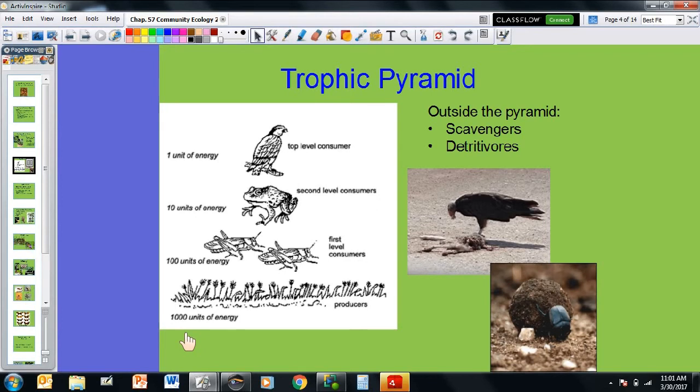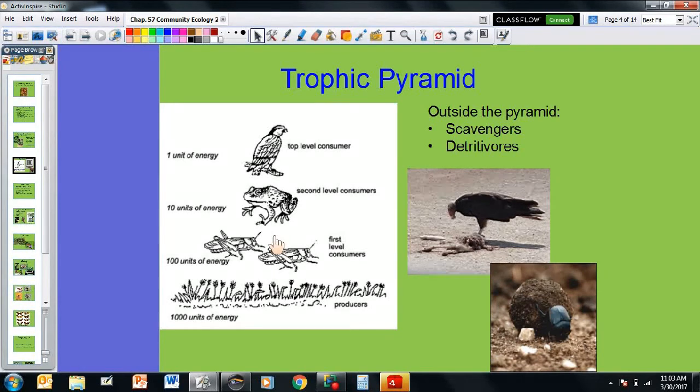Outside of the pyramid, you will find the cleanup crew, the scavengers and the detritivores. The scavengers will eat the pieces of meat that were too small when the carnivore made the kill, the fur, the tendons, and the ligaments. The detritivores eat the parts that are even too small for the scavengers, the bits of scales, the bits of fur. They will also eat animal waste and the parts that were discarded, shed fur and lost claws.